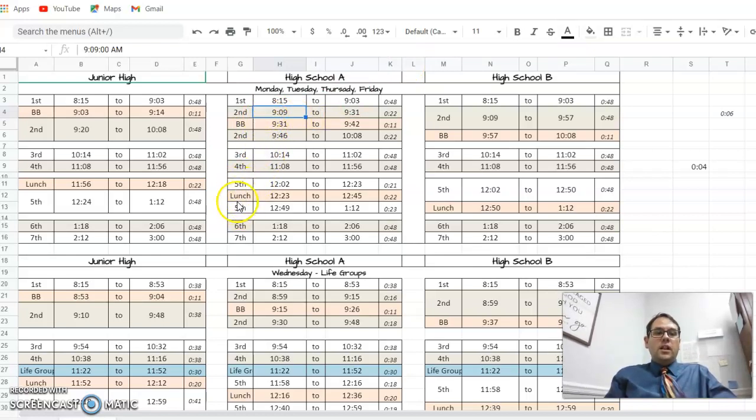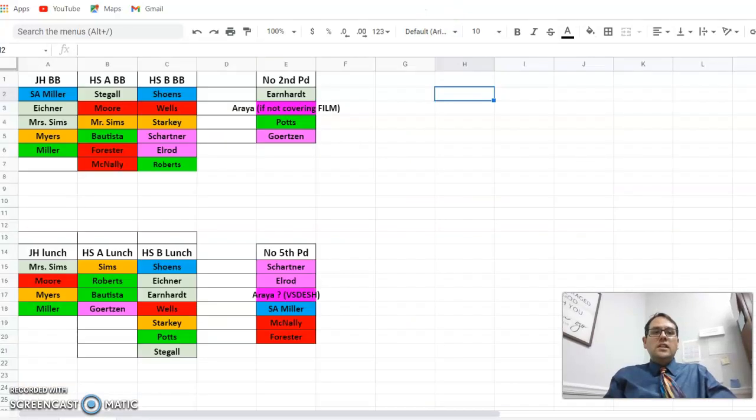If your fifth period class is middle school, you have middle school lunch. If it's high school 9th and 10th grade, you have high school lunch A. And if it's 11th and 12th grade, you have high school lunch B. So this is that broken down.